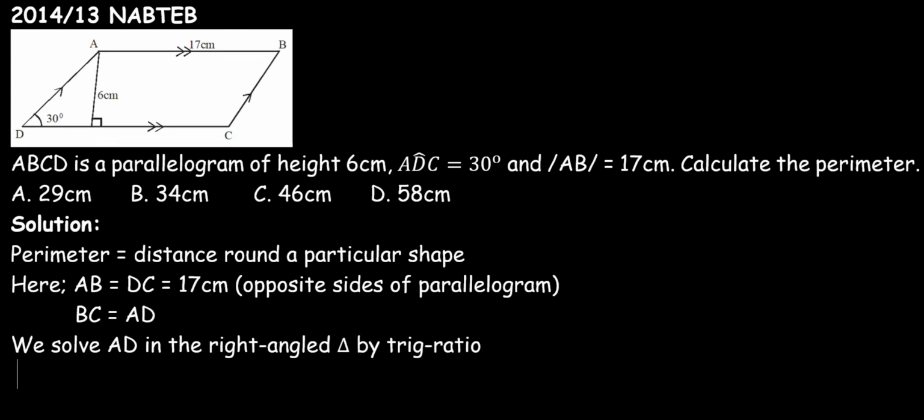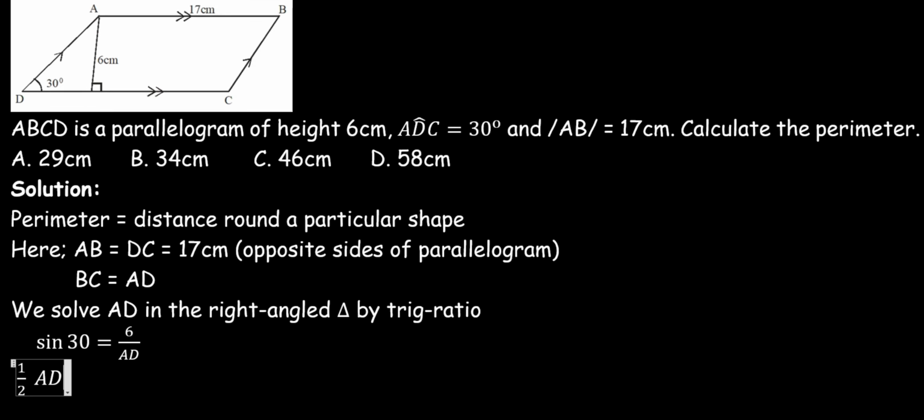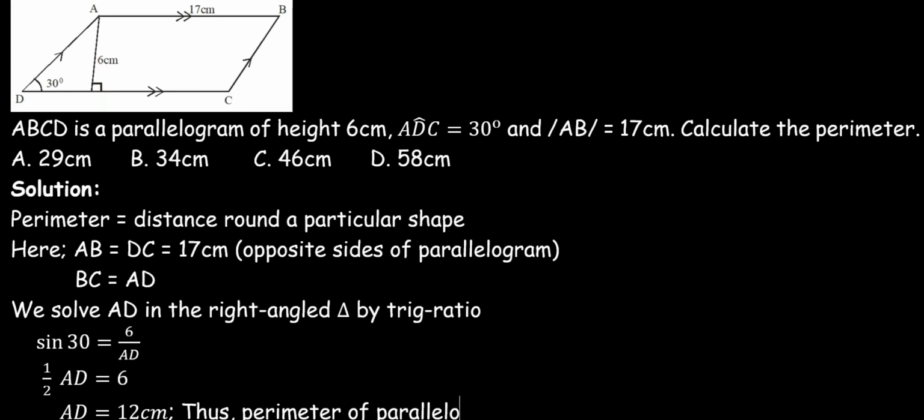Sine 30 degrees is equal to 6 over AD. And we know the result of sine 30 degrees is 1 over 2. By trig ratio, sine 30 degrees is half. When you cross multiply, half AD will be equal to 6, and that is the same as AD equals 12 cm. Thus, perimeter of the parallelogram will be equal to the distance around the shape, which is 12 plus 17 plus 12 plus 17, and that is equal to 58 cm.